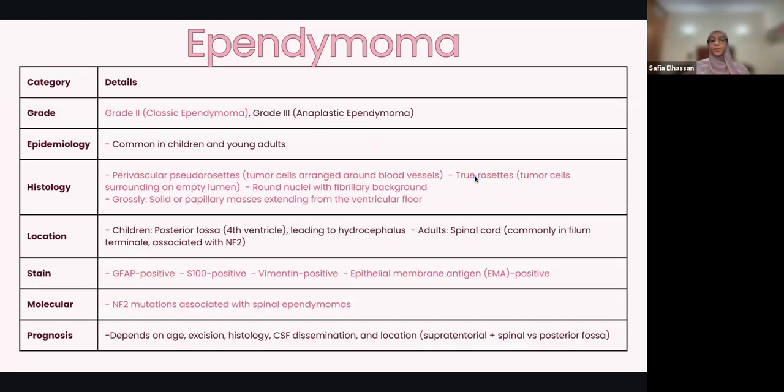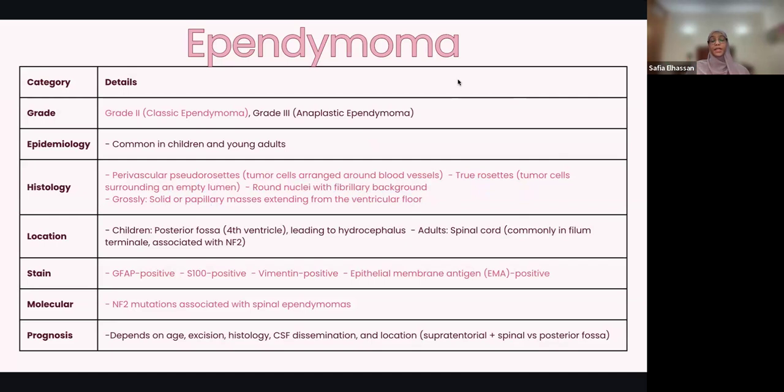So true rosettes are tumor cells that surround an empty lumen. You also have round nuclei with a fibrillary background. And grossly, you would see solid or papillary masses that extend from the ventricular floor. And that's because ependymomas arise from the ependymal cells, and these are the cells that actually line the ventricular system and they produce CSF.